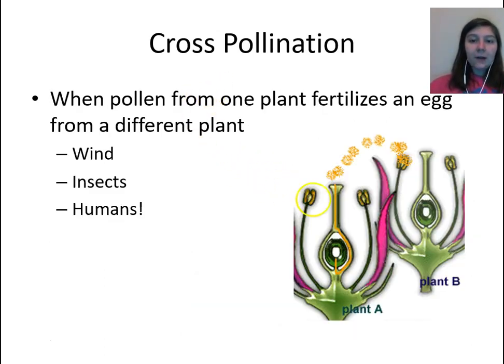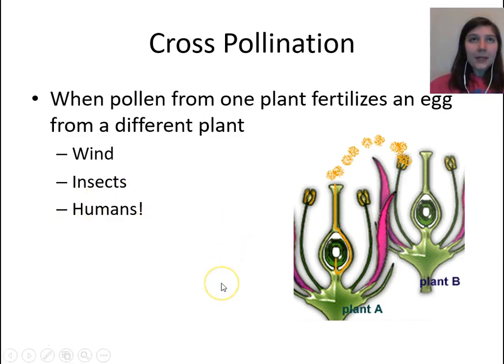Cross-pollination is when we have pollination between two different plants. So sperm from one plant is going to fertilize an egg from a different plant. This can be done in many ways. Wind, like in the springtime when you go outside and your car is all yellow from pollen, is an example of wind pollination. It's being spread through the wind.